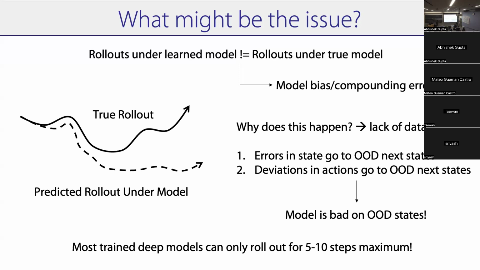Most deep models can only roll out for 5 to 10 steps maximum, at least the vanilla ones. There are better ones from the last 3 years that can roll out hundreds of steps, but they use fancier architectures and fancier sampling. The problem is essentially like in behavior cloning: we trained on the expert and then deployed under the policy, so training doesn't match test. It's the same thing: you train for one step and roll it out multi-step. That's the main issue. Okay, so if we wanted to fix it, how do we fix it?